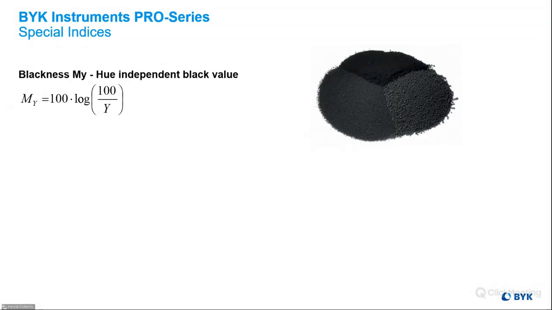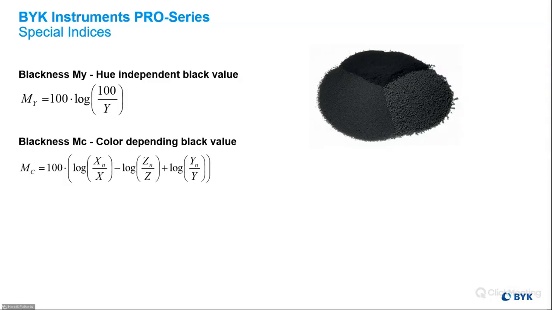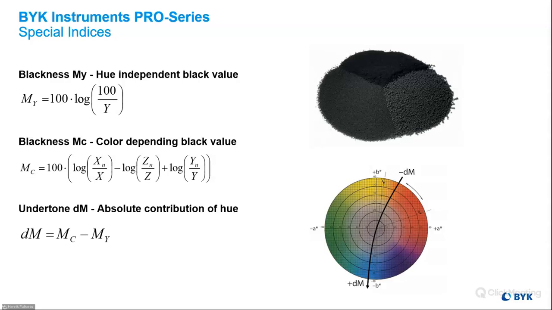So My describes the brightness, or better say blackness, of a sample independent of the hue or undertone. MC describes the degree of blackness independent of the colored undertone. Please remember that 2 samples with the same My number, meaning brightness, and different undertone can be perceived as different, dark or black. And DM describes the absolute contribution of hue or the undertone of black.